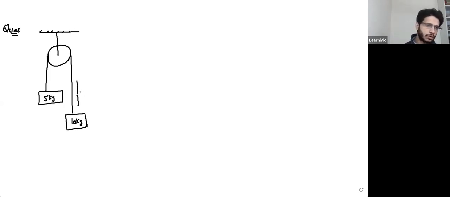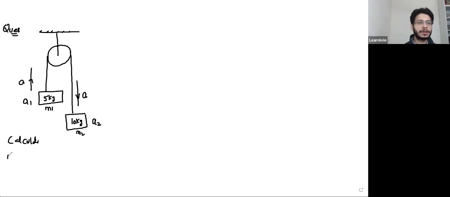This mass is moving downwards with an acceleration A. This one is moving upwards with the same acceleration, but the directions are opposite. So if you take downwards as positive, then upwards would be negative. In the system, you have two particles, a particle of mass 5 kg and another particle of mass 10 kg. I'm saying this acceleration is A1 and this acceleration is A2. This particle is of mass M1, this is of mass M2. Calculate the first part: the acceleration of each individual particle.